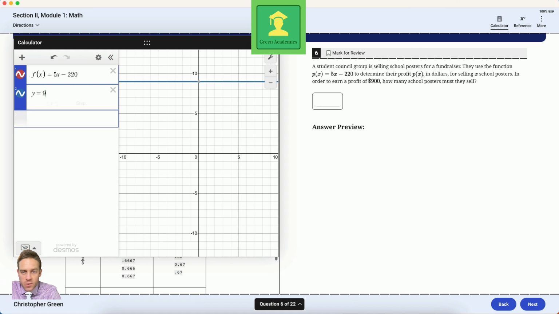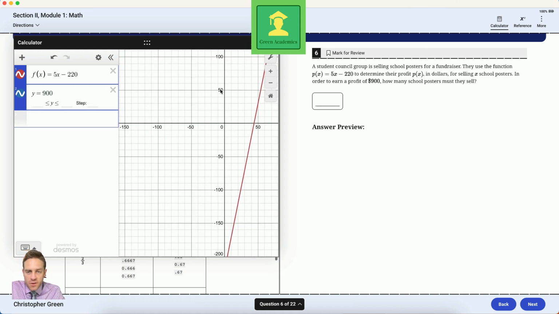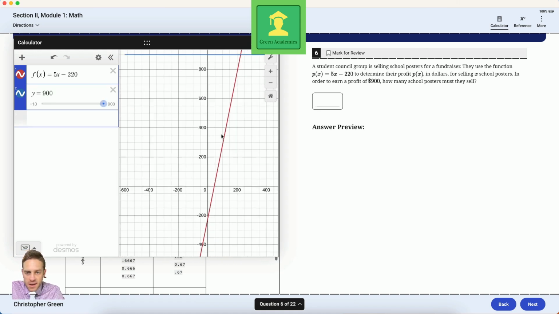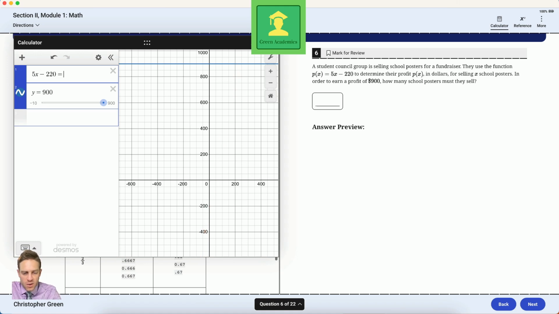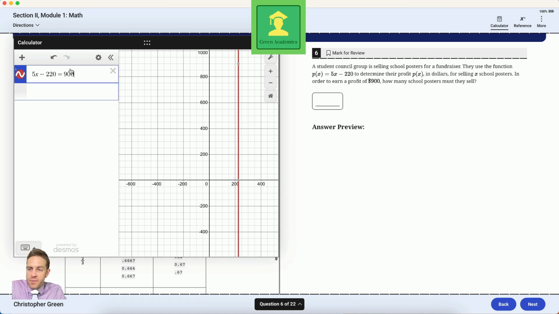So if I say y equals 900, of course you have to zoom way out, but you can see the intersection here is 224, 900. So the answer is 224. You could have also done it in a much more direct manner like this. I actually don't really like doing it this way because it shows you just a vertical line at x equals 224, but that is the answer also.